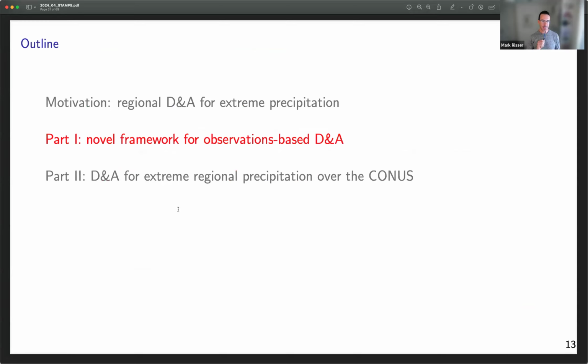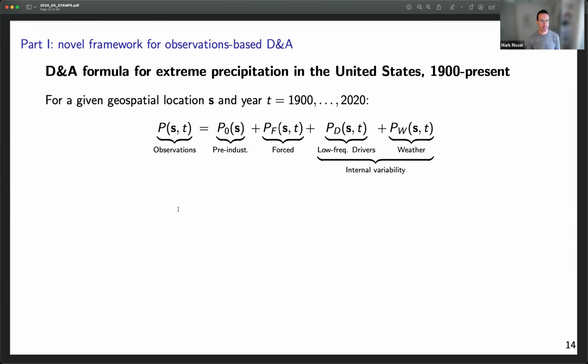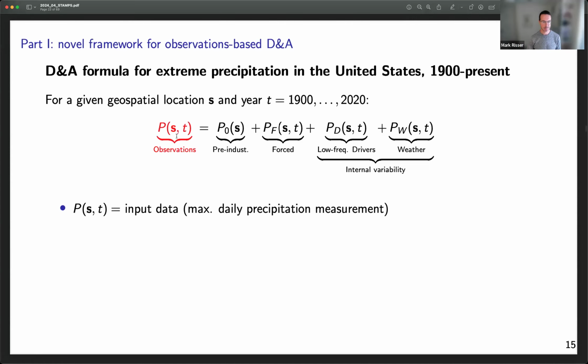So let me spend a little bit of time talking about the framework of how we're setting up this observationally based detection and attribution. At a very high level, we first proposed a conceptual model for how we might model a time series of extreme precipitation. We have data over about 120 years here. T indicates the year, and S indicates a given geospatial location. We're thinking about what components we need to include in a model to understand how the observed precipitation might be changing over space and time.